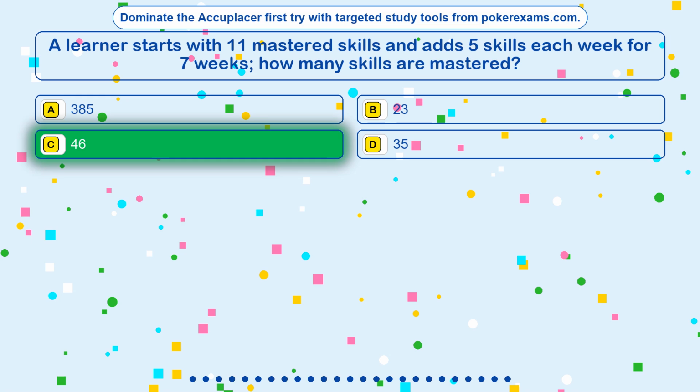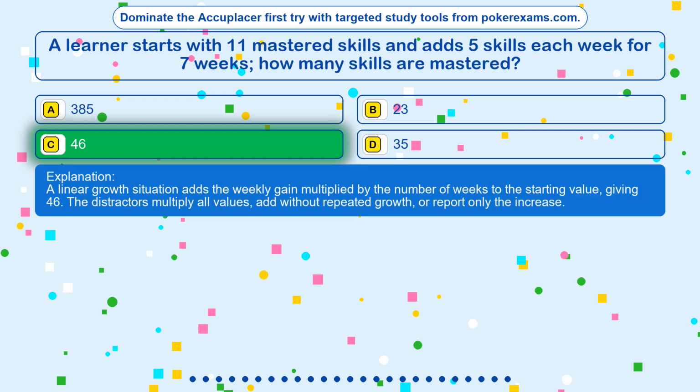The correct answer is option C, 46. A linear growth situation adds the weekly gain multiplied by the number of weeks to the starting value, giving 46. The distractors multiply all values, add without repeated growth, or report only the increase.